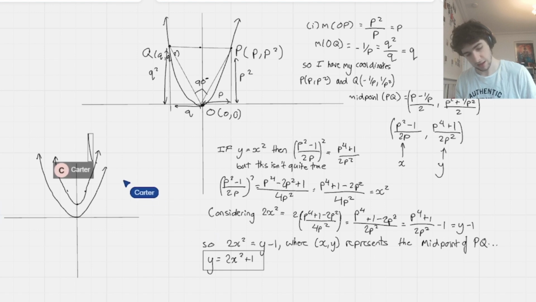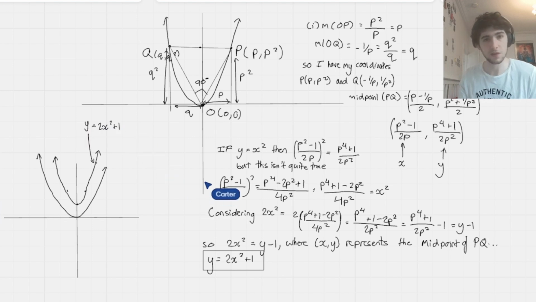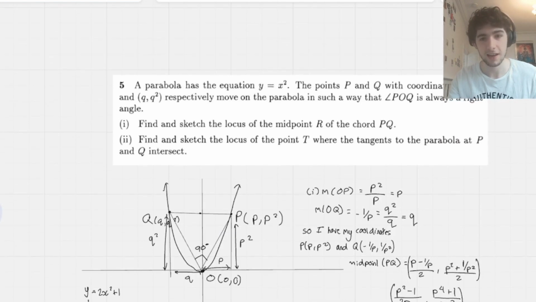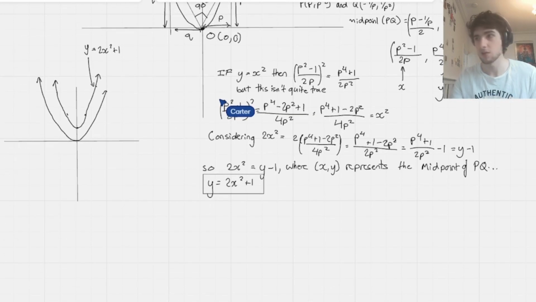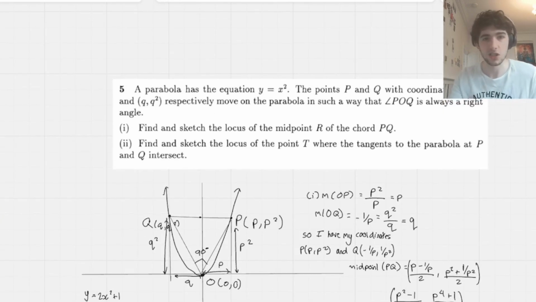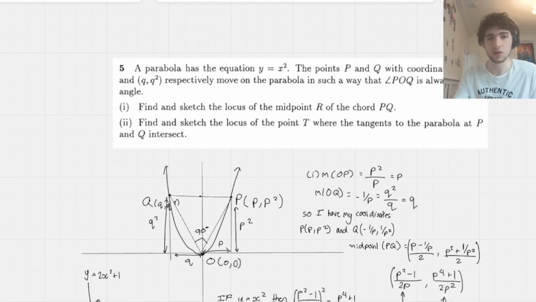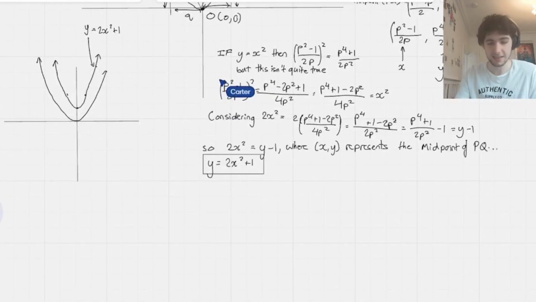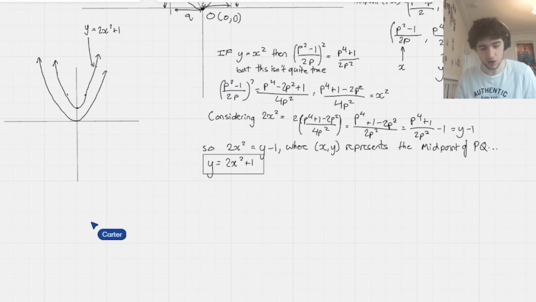So that is y equals 2x squared plus 1. And that completes the first part of the question. Okay, what about the second part of the question though? So find and sketch the locus of the point T where the tangents to the parabola at P and Q intersect. Okay, that sounds also quite tricky.